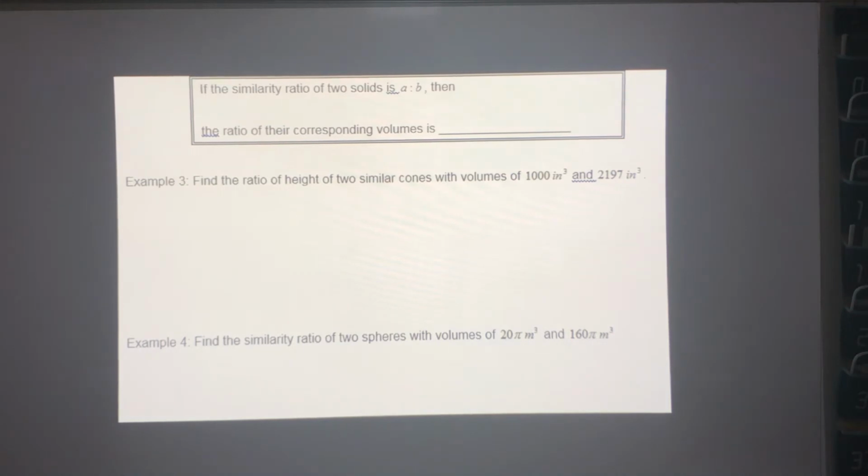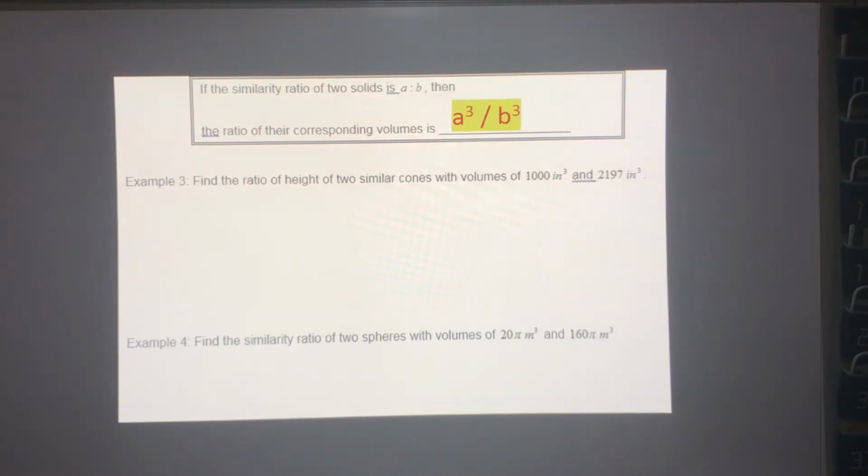All right, so in the notes here, the idea is whatever the dimension is for A and B, to find their corresponding volumes, we do the cube of their ratio. So we cube whatever A is and we cube whatever B is. That would be the ratio of the similarity of the volumes.